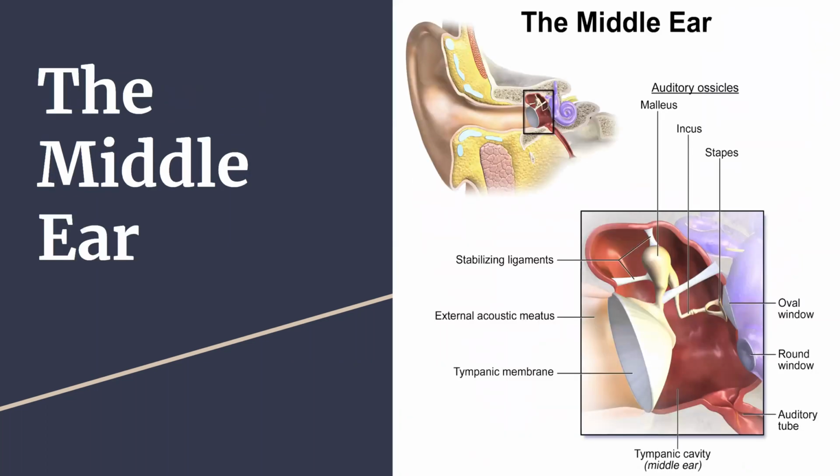So the middle ear specifically has the stabilizing ligaments, the external acoustic meatus, the tympanic membrane, as we mentioned earlier. It also has the malleolus. These are called auditory ossicles: the malleolus, the incus, and the stapes. And then you have the oval window, the round window, and the auditory tube. So the middle ear, or tympanic cavity, is another word for it.